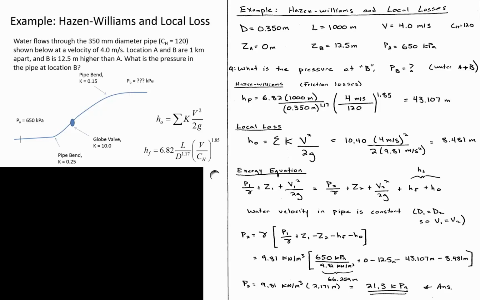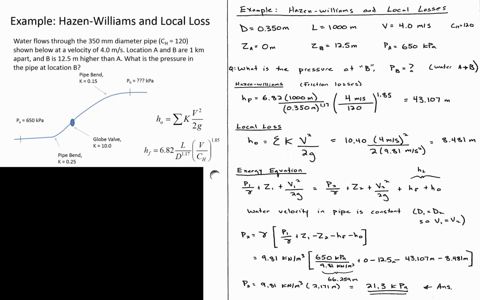One of the simplifications that we can make in applying the energy equation is that since this pipe diameter is the same between A and B, that means that V1 and V2 are equal. So you wouldn't get the wrong answer if you leave the velocity head term in the energy equation, but it's not necessary since V1 squared divided by 2g is equal to V2 squared divided by 2g. So that's why I've canceled them out.